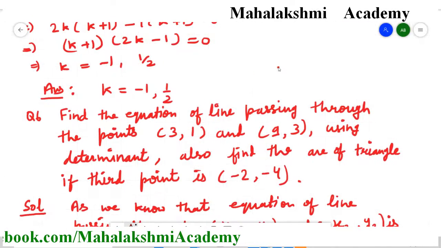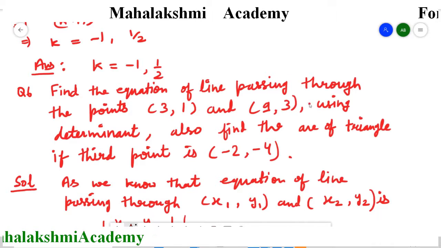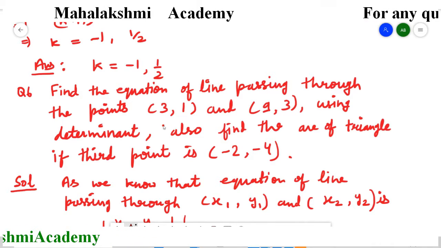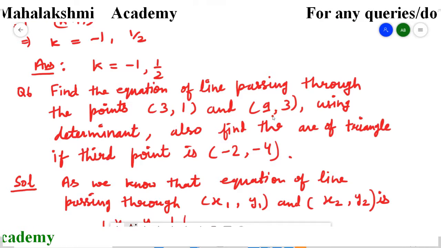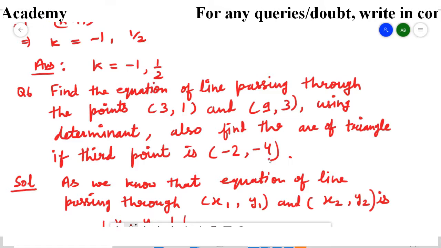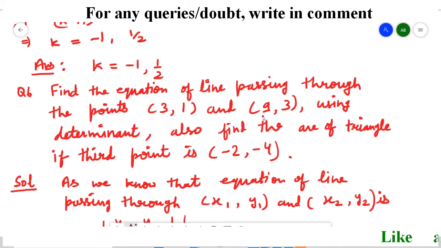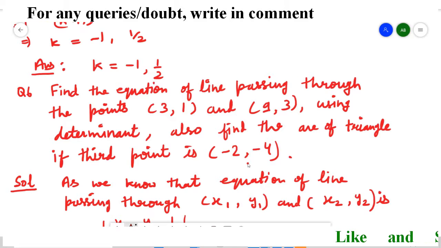Now question number 6. Find the equation of the line passing through the points. So first we have to find the equation of the line which is passing through these 2 points, and then by using this determinant we have to find the area of the triangle if the third point is this. The third point is this, meaning 2 points are already available and the third point is this.